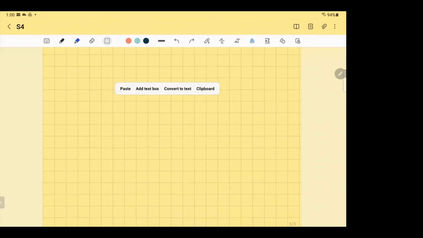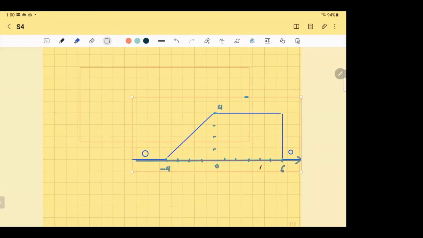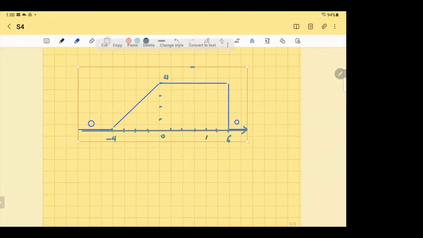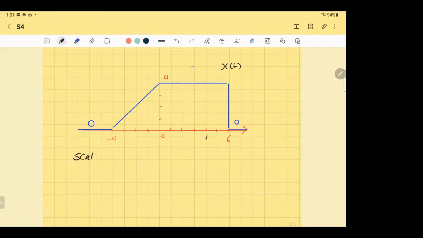Okay. We'll work on it. So that's x of t, and we want to do scaling x of 2t. That will make it compression.